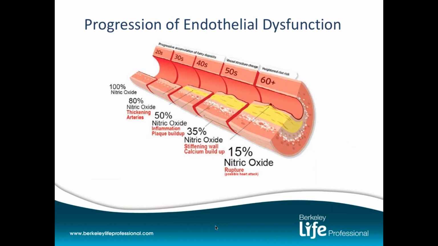So this is the progression of endothelial dysfunction, and it shows that in our 20s, our endothelium is healthy, and as we get older, it decreases in its ability to make nitric oxide. Next slide.